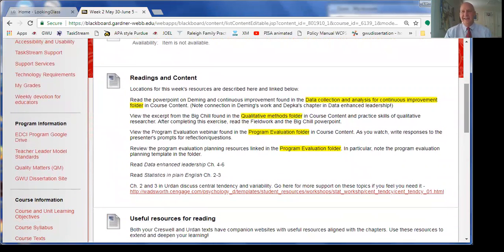It's going to look like there's a lot less content and a lot less for you to do here this week, but that would be a mistake.